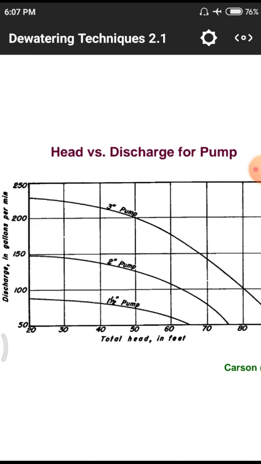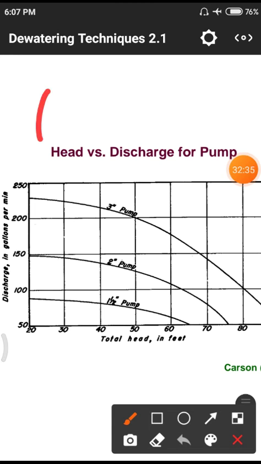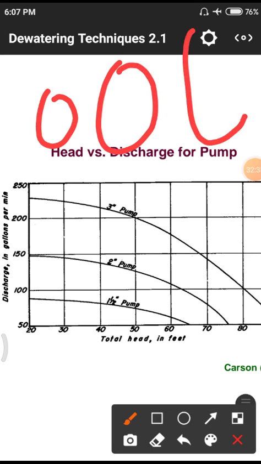We are having a 1.5 feet pump, 2 feet pump and 3 feet pump. That is simply the diameter of the pump. One dash means inch, two dashes means feet. 1.5 feet pump, 2 feet pump, 3 feet pump. That means they are simply increasing the diameter of the pump. Likewise, each diameter of the pump has different permeability and different flowing properties.